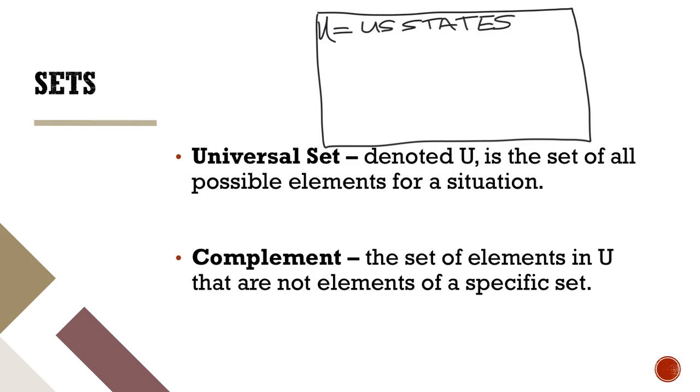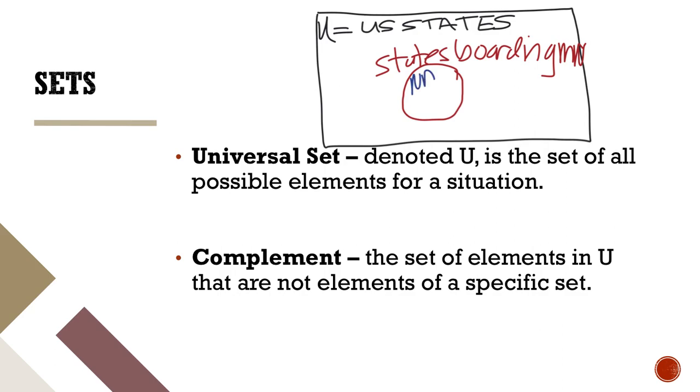And then a part of that, we could have that circle, which is the states bordering Minnesota. So those would be North Dakota, South Dakota, Wisconsin, and Iowa. So that would be kind of what it is. The universal set is just everything, all of those states for that situation.